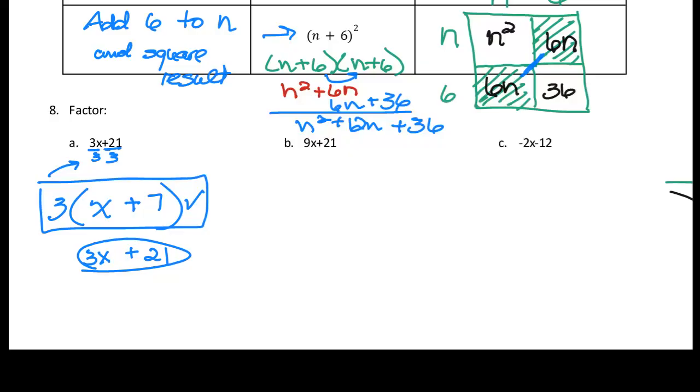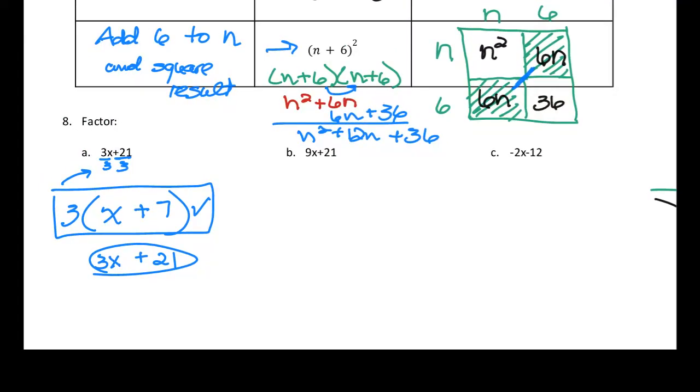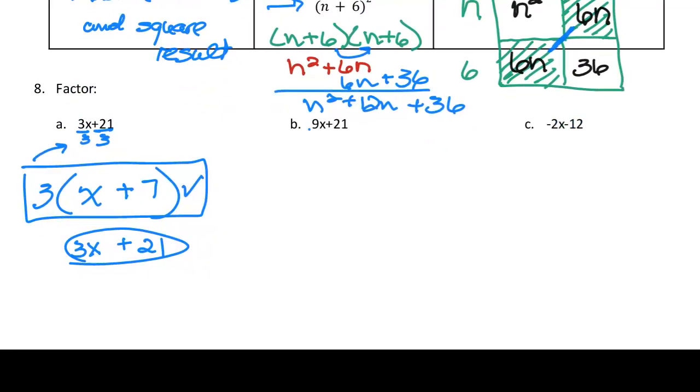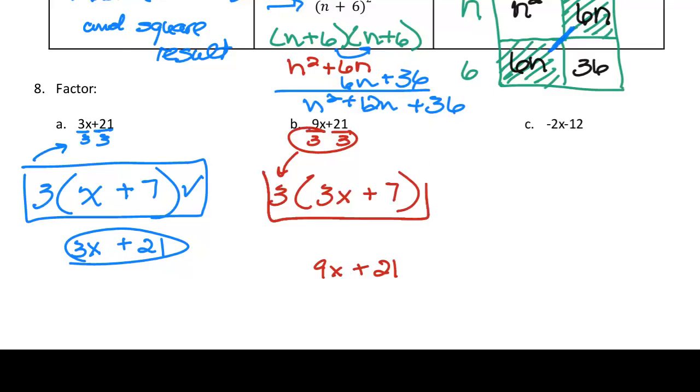What about 9x plus 21? Wait, what about 9? 9 goes into 9. It does too. But it doesn't go into 21 evenly. You're going to get a half. When you're looking at factors, you have to use whole numbers. So that is going to be 3, which leaves you 3x plus 7. And if you multiply it back, you get 9x plus 21. So you know you're right there.